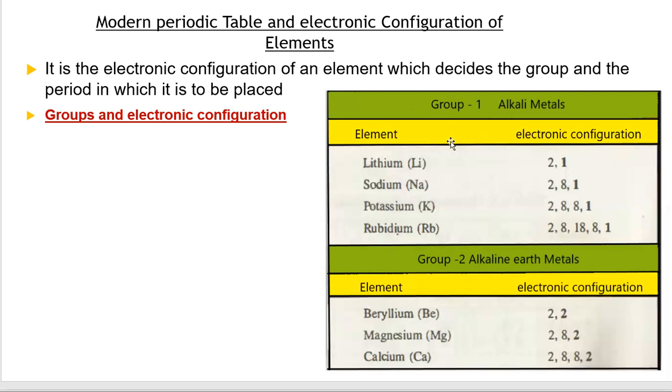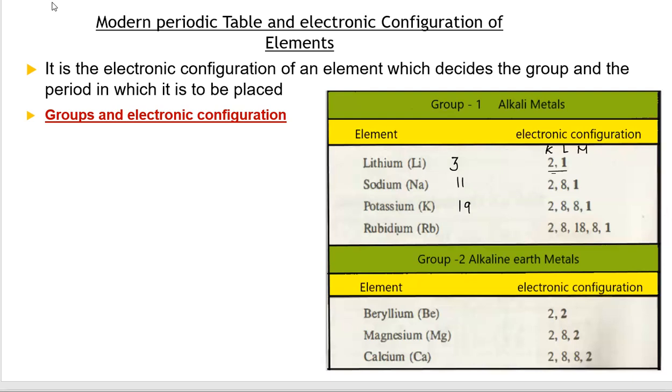Here you can see group 1 or alkali metals. Lithium, we know atomic number is 3, electronic configuration is 2, 1. Sodium, atomic number 11, electronic configuration is 2, 8, 1. Potassium, 19, electronic configuration 2, 8, 8, 1. So here you can see, first 2 electrons will go to the K shell, then L shell, M shell, N shell, etc.